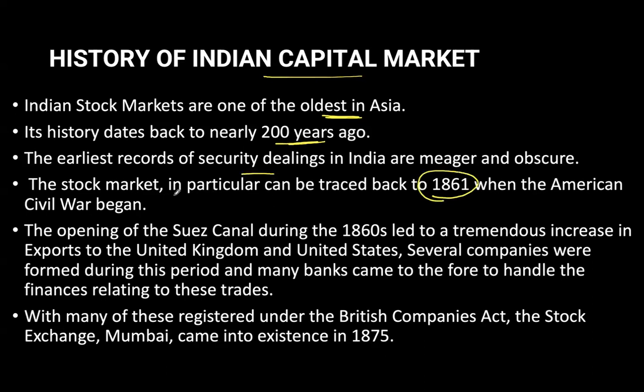So capital market की बात करें, stock market, so 1861 से we can trace the beginning when the American Civil War actually began. Opening of Suez Canal during 1860s, it led to tremendous increase in exports to the UK and United States. Several companies were formed during this period. Many banks also came to the fore. So we can say कि again industrial revolution also played an important role when we saw that more banking institutions were set up and the trade was increasing. And so with that, actually we required more finances, so more securities would have been issued back then, and this concept of stock market emerged.